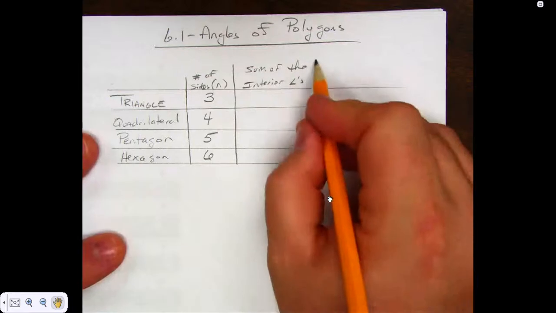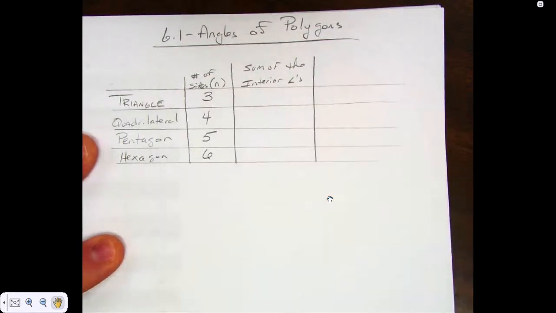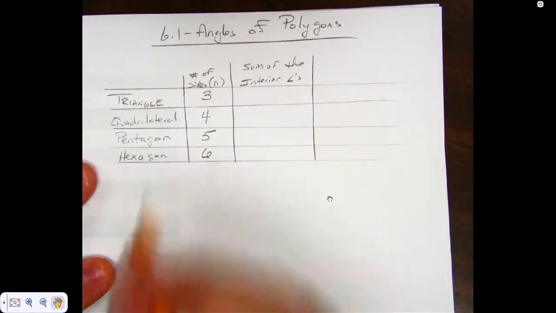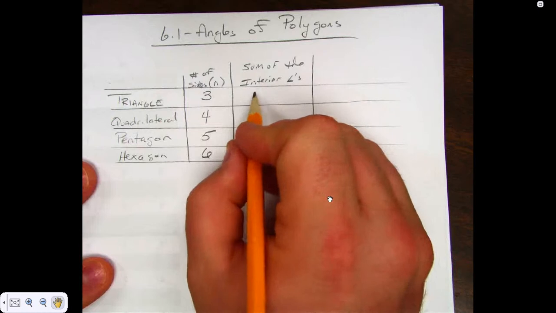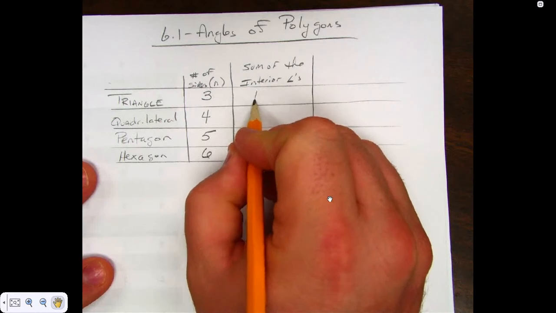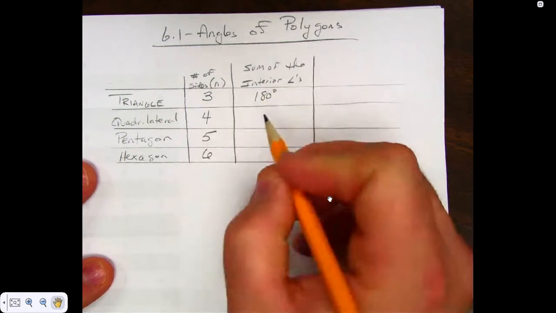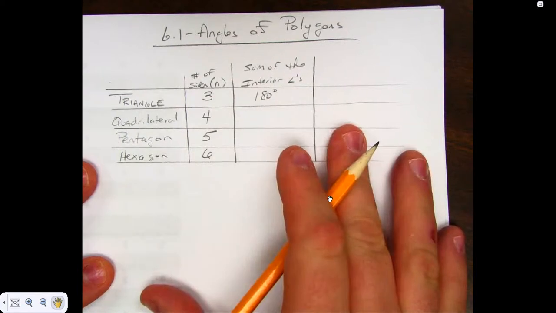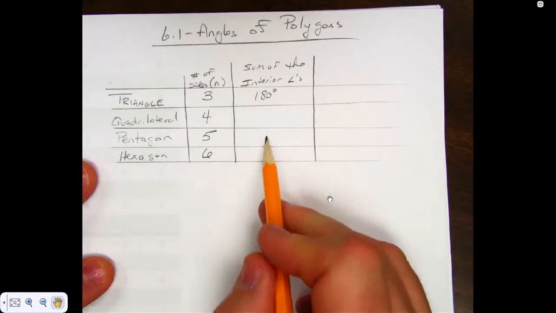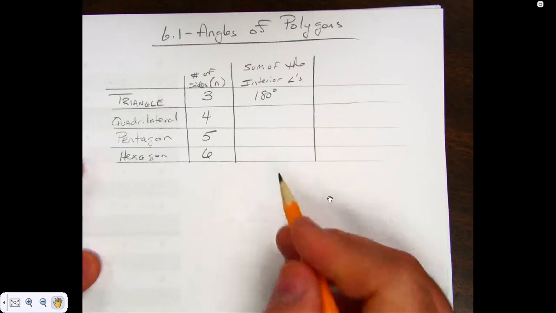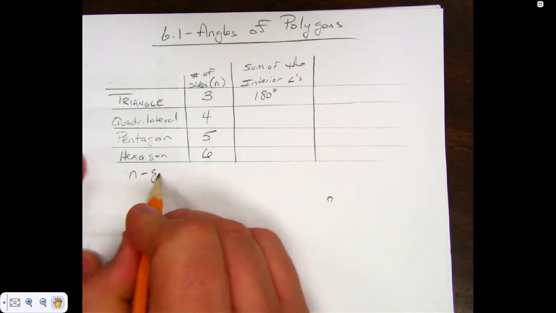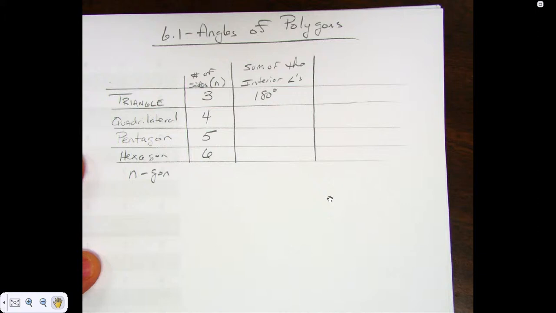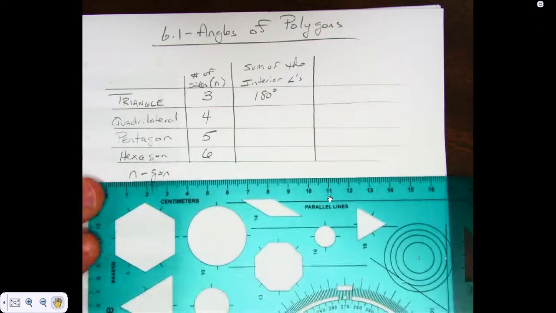Sum of the interior angles. Well, do you know what the angles inside a triangle are supposed to add up to? How about a quadrilateral? You don't know that offhand, do you? How about a pentagon? Don't know that? Let's talk about an n-gon.